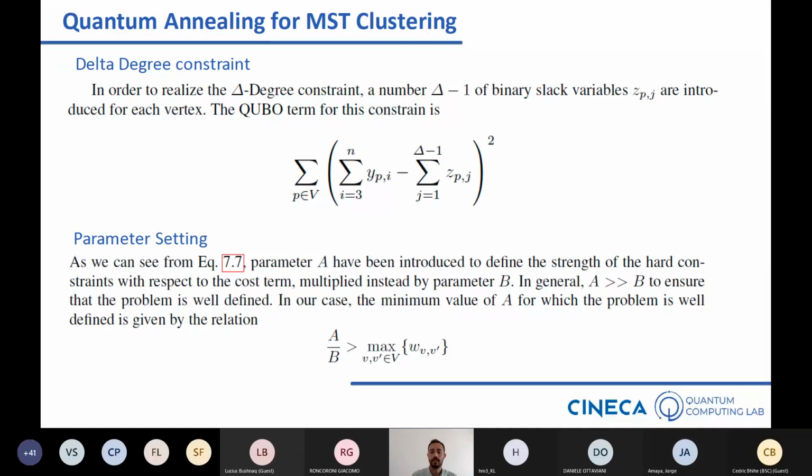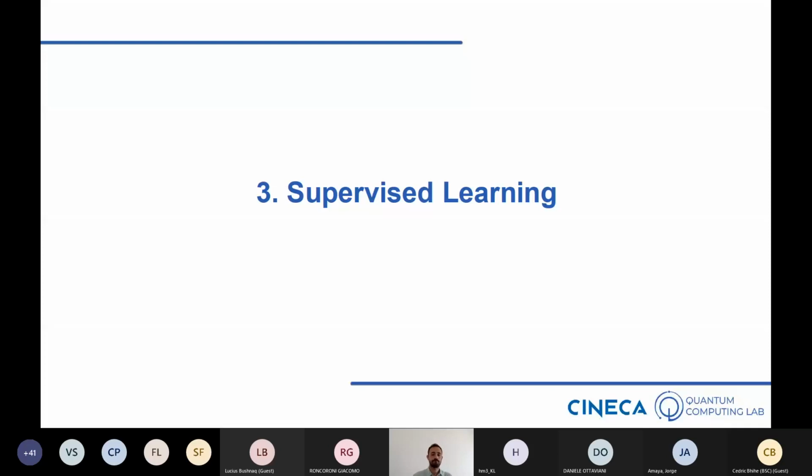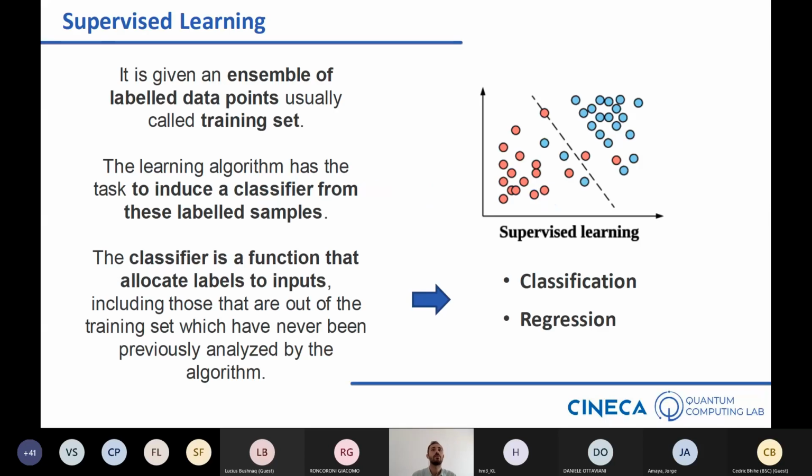Okay, we can go on. We have 10 more minutes, and the last part is supervised learning. Probably you know it, but supervised learning is a technique where you have a labeled data set and you want to induce a classifier, a function that allocates a label, so you can classify vectors that have never been previously analyzed. These are the classical supervised learning techniques. Classification and regression usually fall into this supervised learning family.